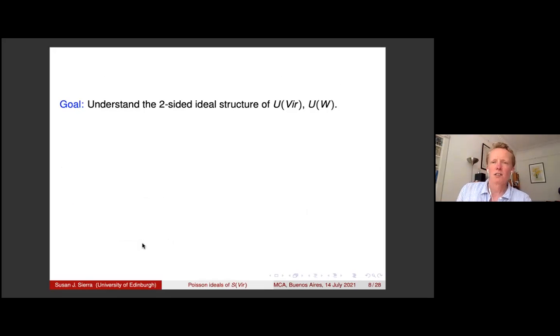So this suggests the one-sided structure of these enveloping algebras is going to be impossible to get a handle on because of the non-Noetherianity. But the two-sided structure seems like it's tractable. So this has been, in some sense, one of my main research goals for the past few years, to understand this two-sided ideal structure of these enveloping algebras.